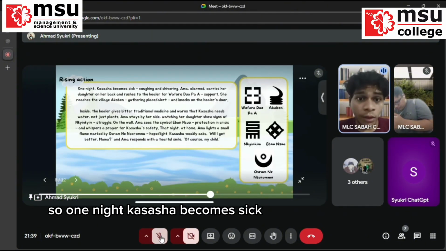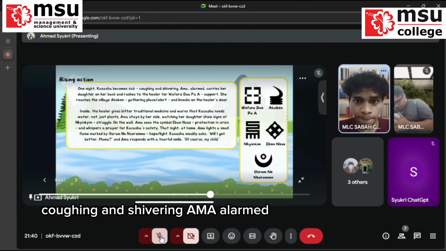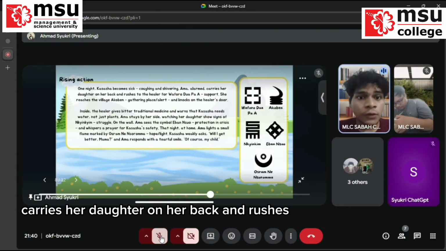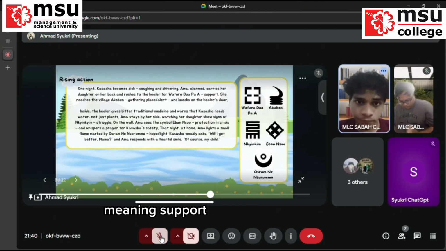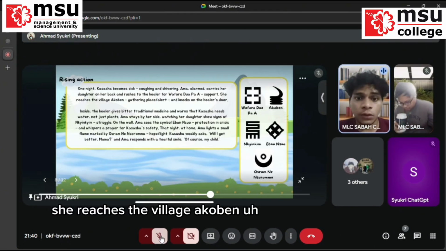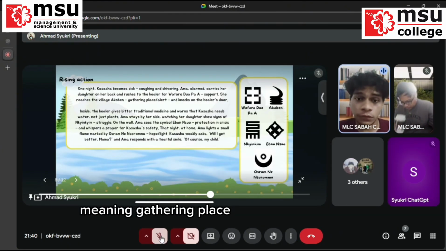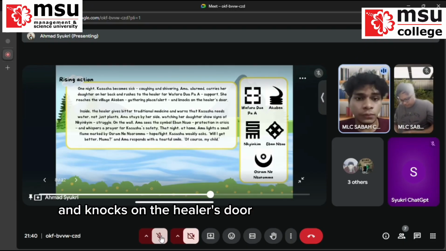So one night, Kasasha becomes sick, coughing and shivering. Amma, alarmed, carries her daughter on her back and rushes to the healer for Waforo Duapa'a, meaning support. She reaches the village Akoben, meaning gathering place, and knocks on the healer's door.